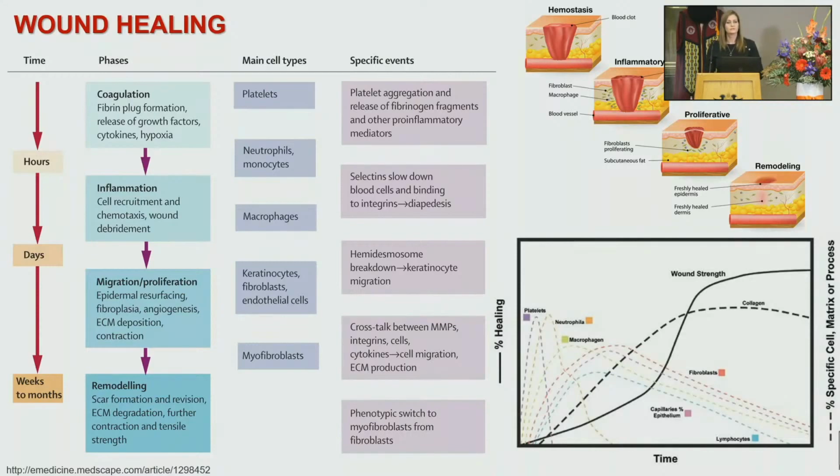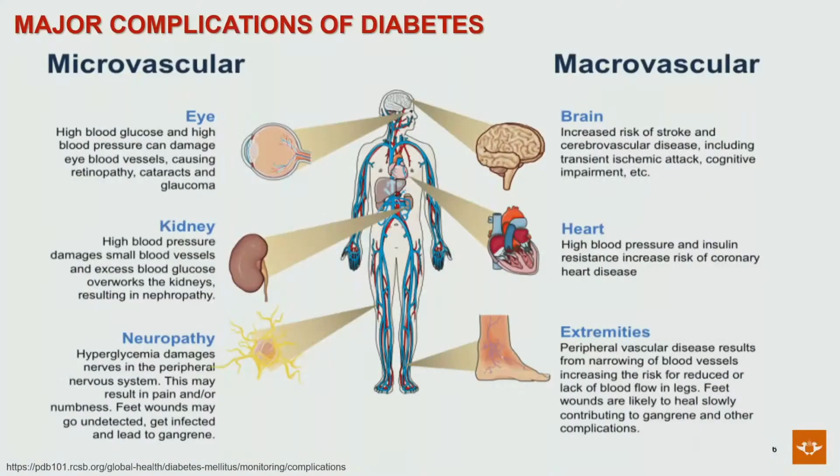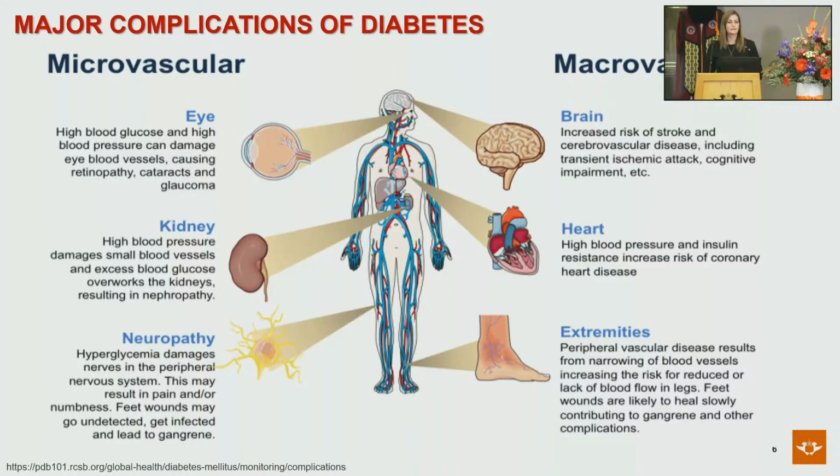Chronic wounds don't progress through these normal stages of wound healing, often getting stuck in one or more of these phases. A wound that extends for longer than 3 months is then termed chronic. Long-term side effects of diabetes include microvascular complications, where the small blood vessels are affected, commonly impacting the eyes, kidneys, and nerves, and macrovascular complications, where the large blood vessels are affected, commonly impacting the brain, heart, and lower extremities.